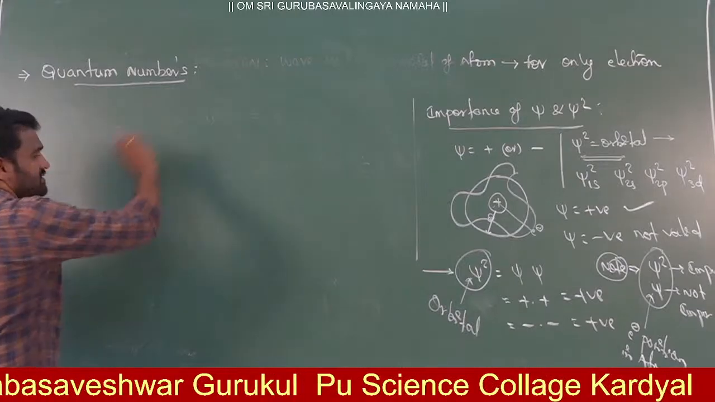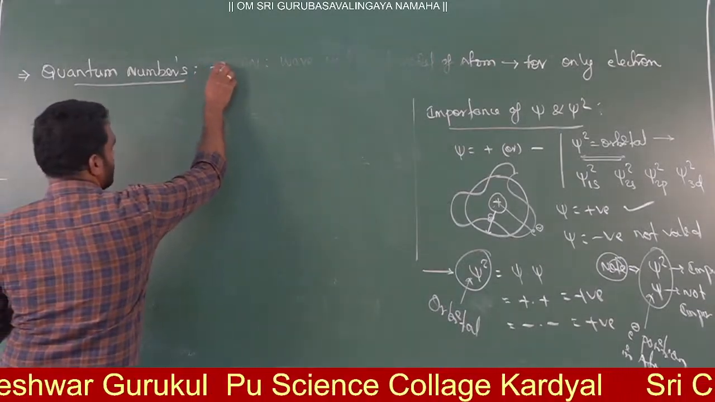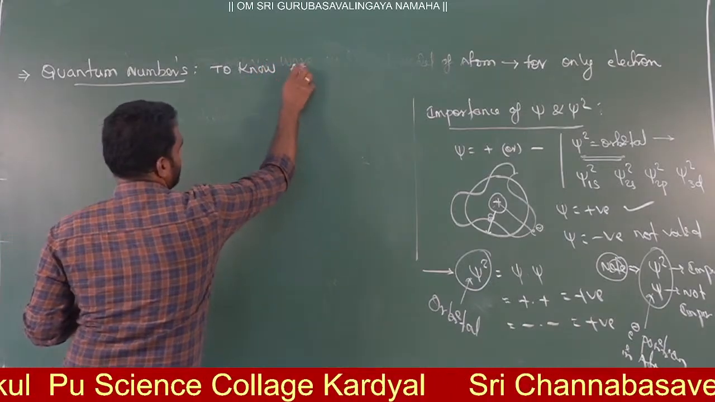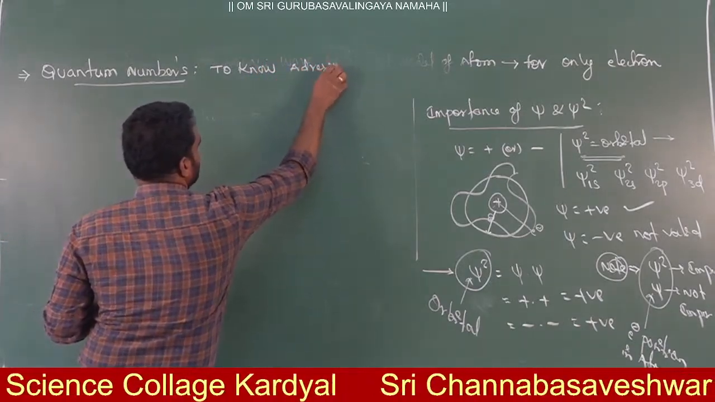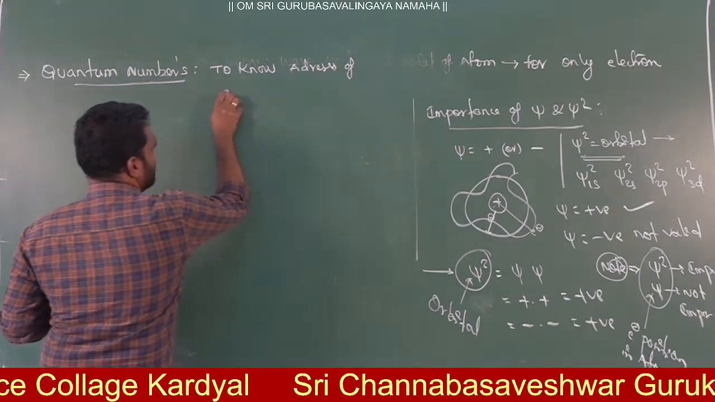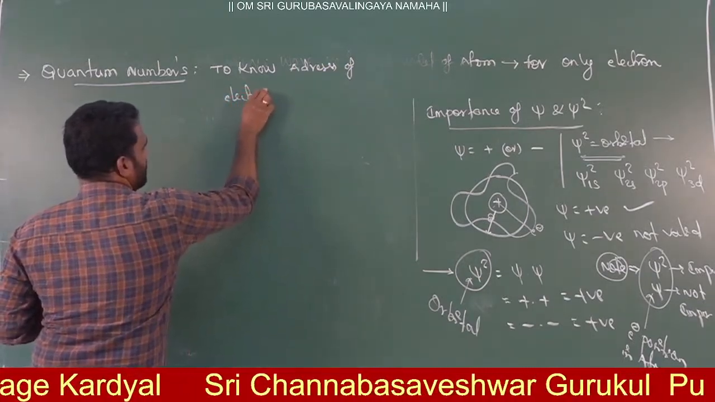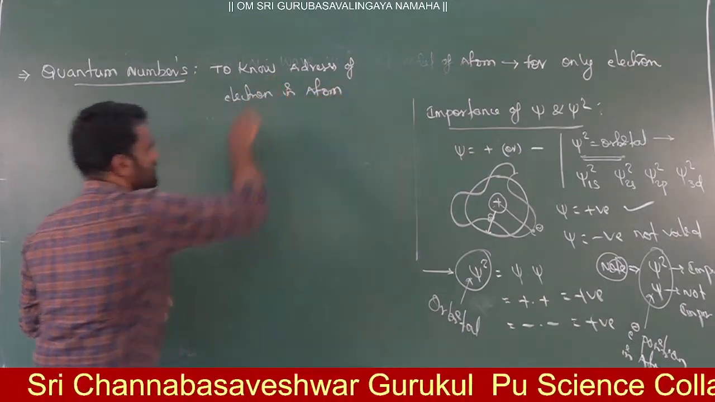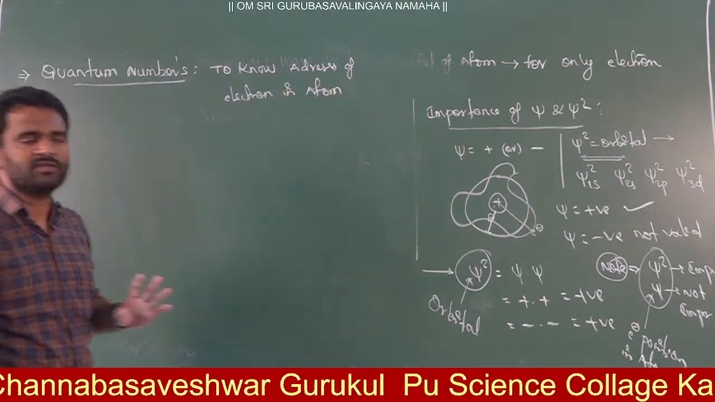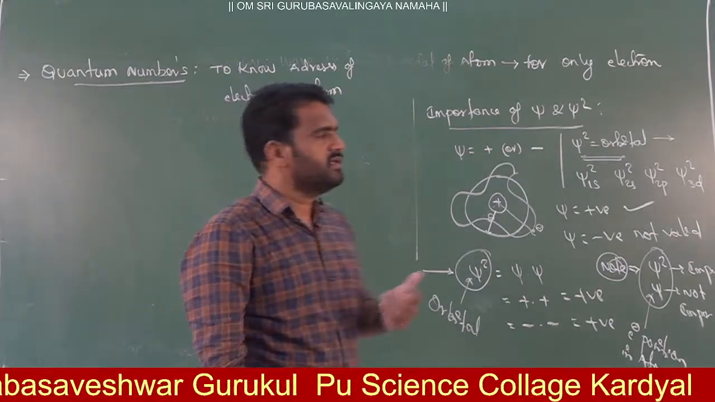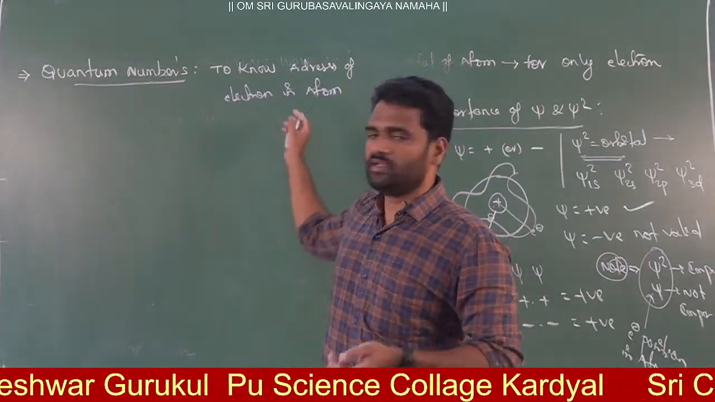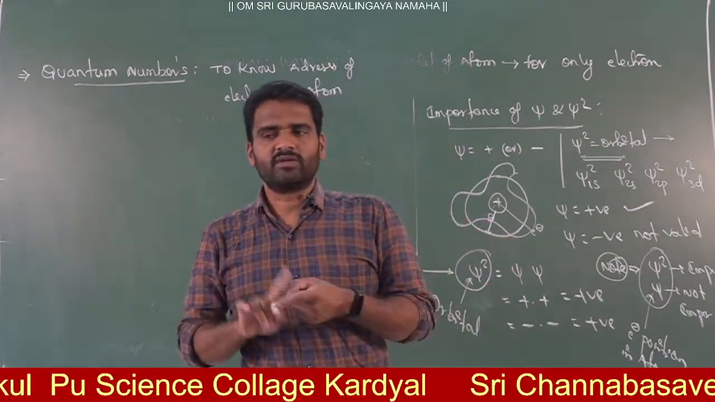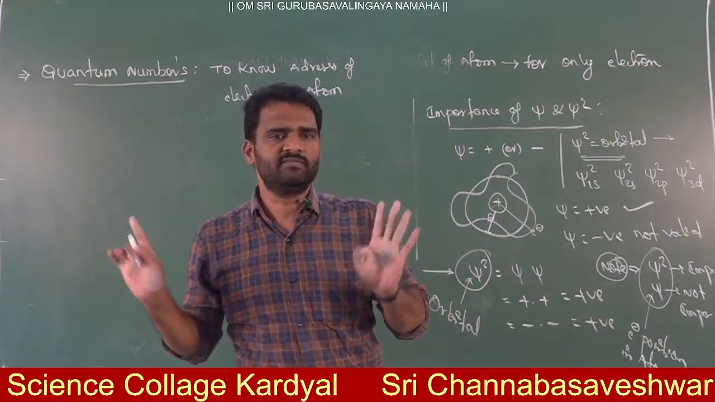What is the importance of quantum numbers? To know the address of the electron in the atom. This is the main importance of quantum numbers. By knowing the quantum numbers, you can find where the electron is present in the atom. So from electron to electron, the place will be different, the position will be different.